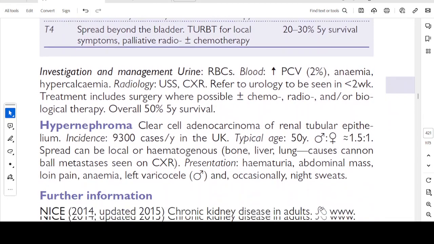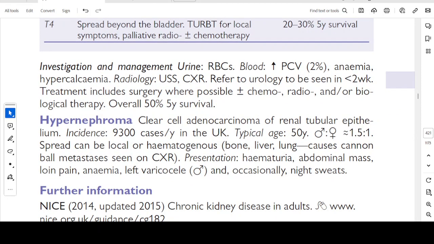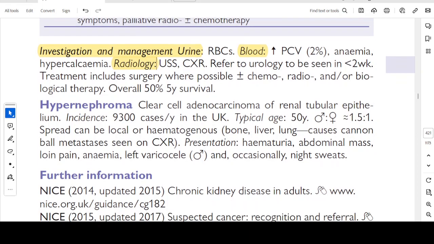Investigation and management. In the urine there will be blood, RBCs. In the blood there will be raised packed cell volume, PCV, in 2% of cases, anemia, hypercalcemia. Radiology: ultrasound scan, chest X-ray. Refer to urology to be seen in less than 2 weeks. Treatment includes surgery where possible, plus chemo, radio or biological therapy. Overall 50% 5-year survival rate.